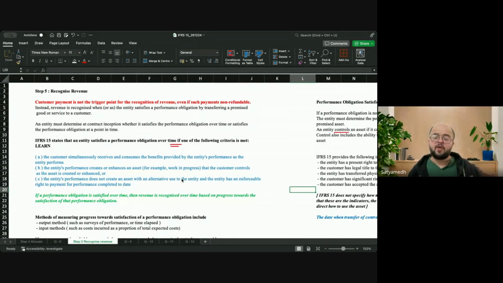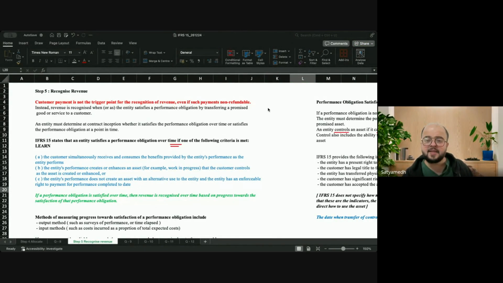And the third one, performance does not create an asset with an alternative use to the entity, which means the asset is unique. Whatever is coming out of my activity is unique. Nobody else gets to control that asset, and I cannot sell it to someone else also. It has to be sold only to the customer who placed that order. It was made according to his customization and specification. Nobody else will accept it also. So in the third case again, you say that the performance obligation is satisfied over a period of time.